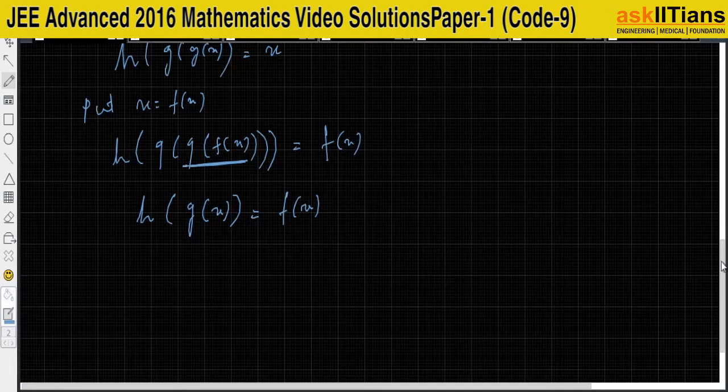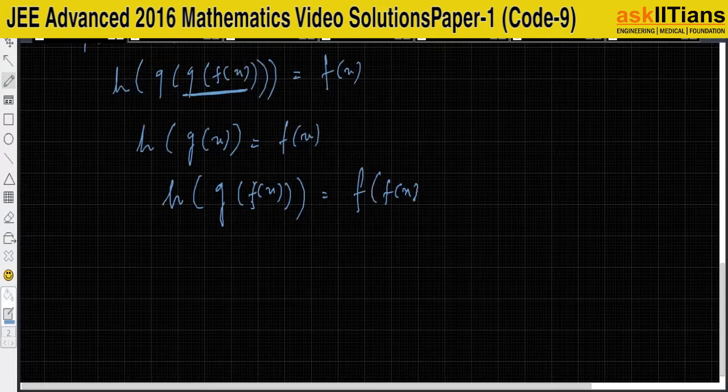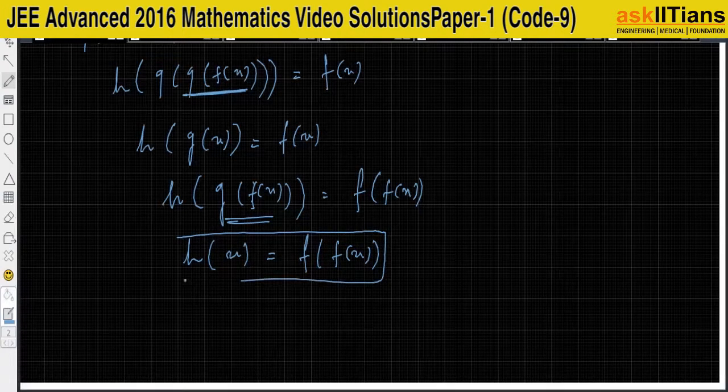So h of g(x) is equal to f(x). Now again I can replace x with f(x). If I again replace x with f(x), what will I get? f of f(x) on this side. This term will again become x, since g of f(x) is x, it's given in the question. So h(x) is actually nothing but f of f(x). So from here I can get the function of h(x) also.